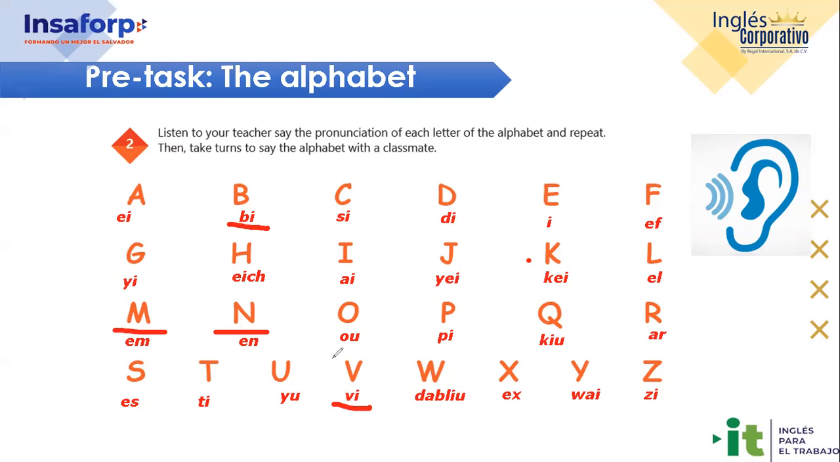V, right? V, this one. V, like in victory, like in victim, like in, let's say, violet. V, right? And another one. Is there any other? ¿Hay alguna otra? So what do you think? Tell me. Any other that you want to compare? Okay.